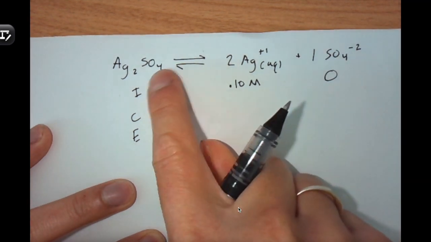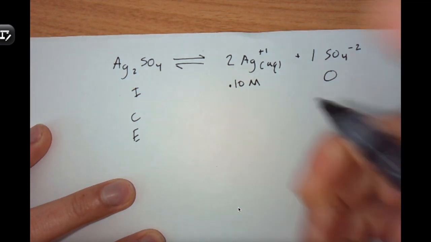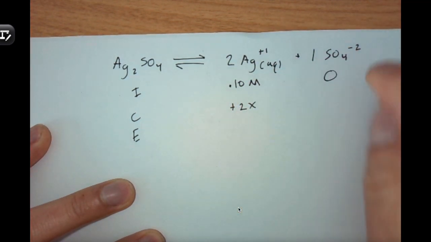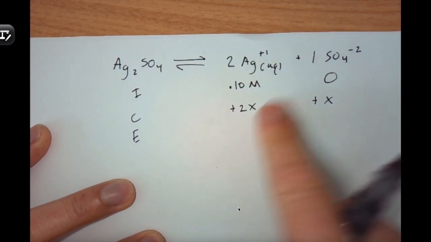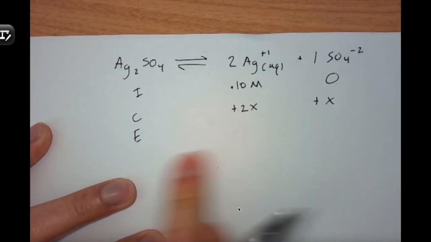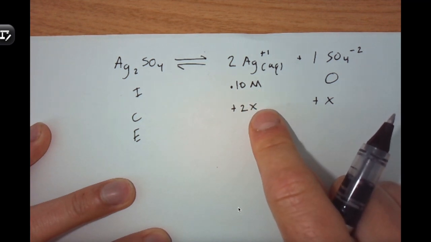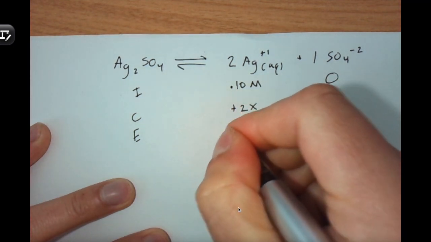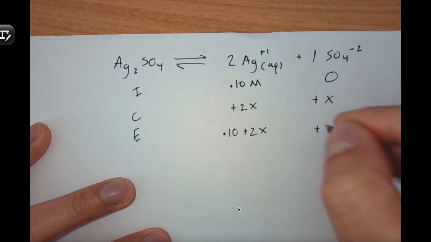Now, because this is breaking apart, I'm forming this. That means my change here would be 2x, and my change here would be 1x. Remember, the coefficients affect the change the same way. Now, equilibrium. I have 0.10 plus 2x. That's what we would normally write. And here I have 0 plus x, so it's just x.